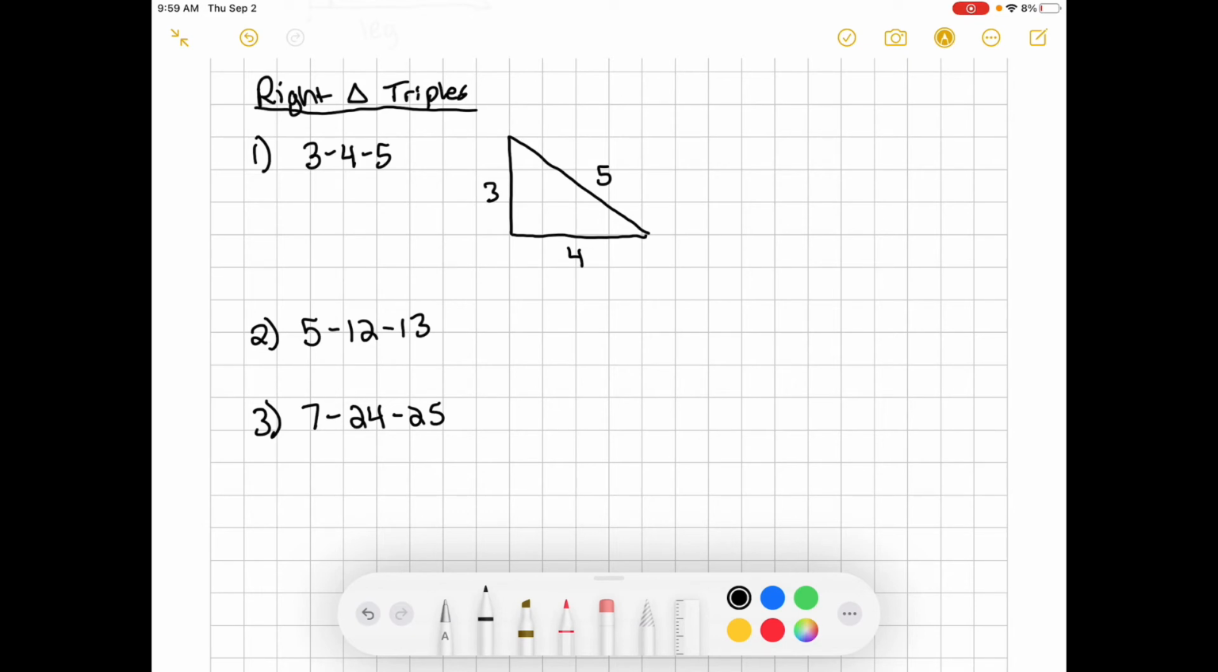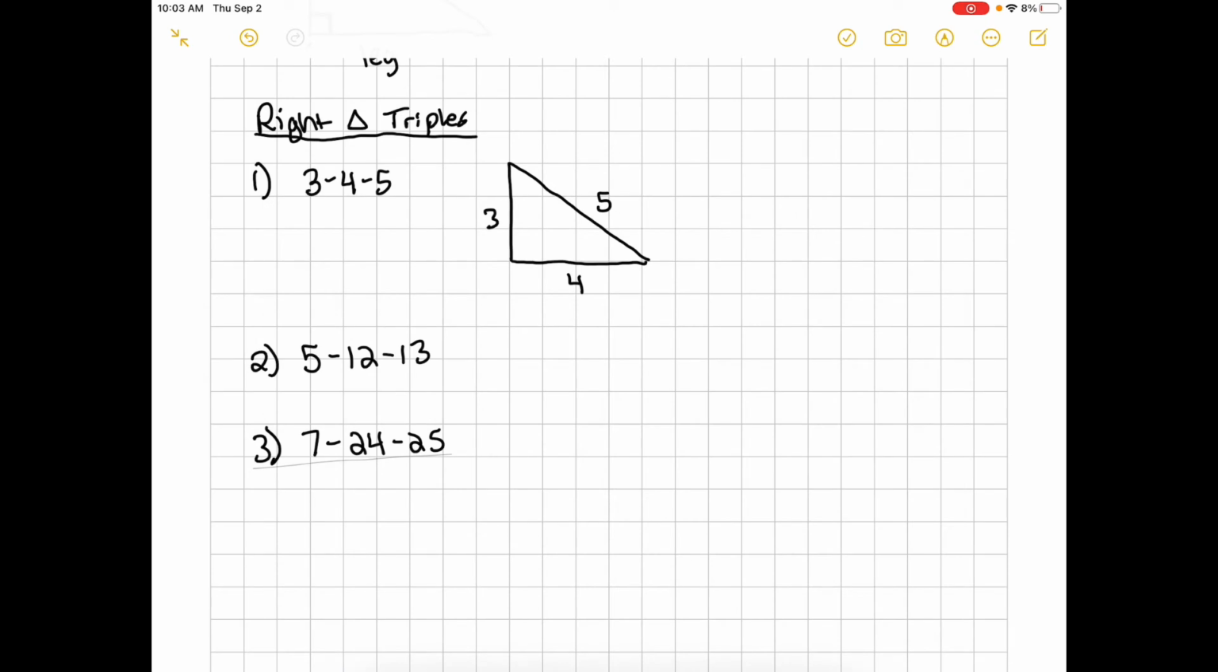And then the fourth one you need to memorize. The fourth one is 8, 15, 17. Okay, so these are the 4 triples that ACT expects you to know. These are right triangle triples. And so also you need to know that any multiple of these 4 is also a triple.